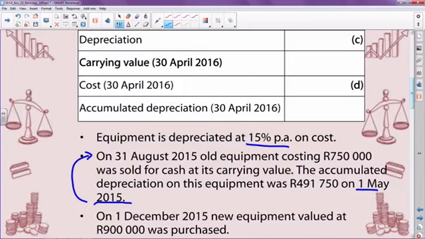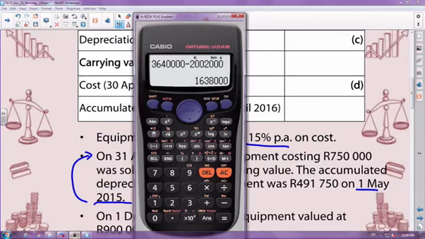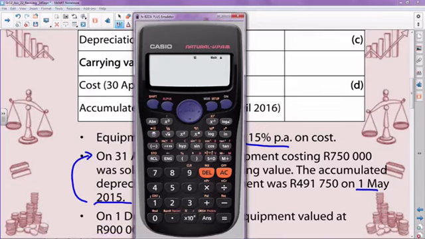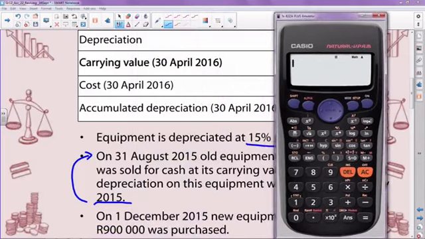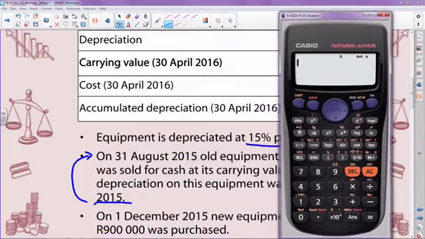So out with the calculator. Fine, let's take the information that we have here. What information do we have? It's 750,000 because it's the cost price.